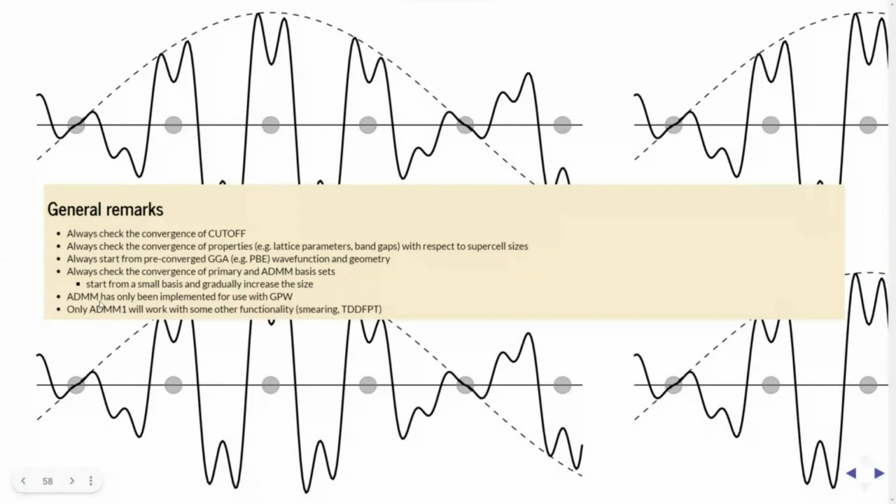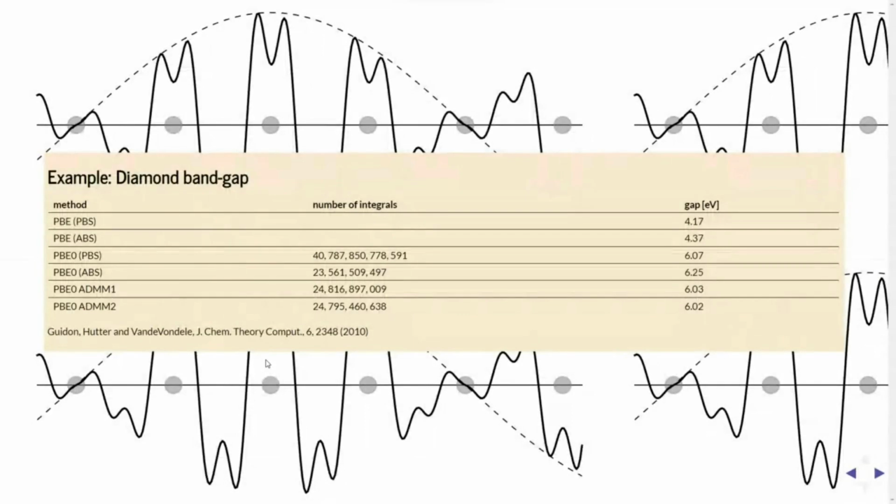There are some new methods using RI, resolution of the identity, for the density that are now being introduced that may supersede ADMM, but I think ADMM is the method for the time being. And I think you'll see Anna using it quite a bit in the excited state stuff as well, as a way of introducing correct Coulomb interactions between the electron and hole in the excited state calculations.